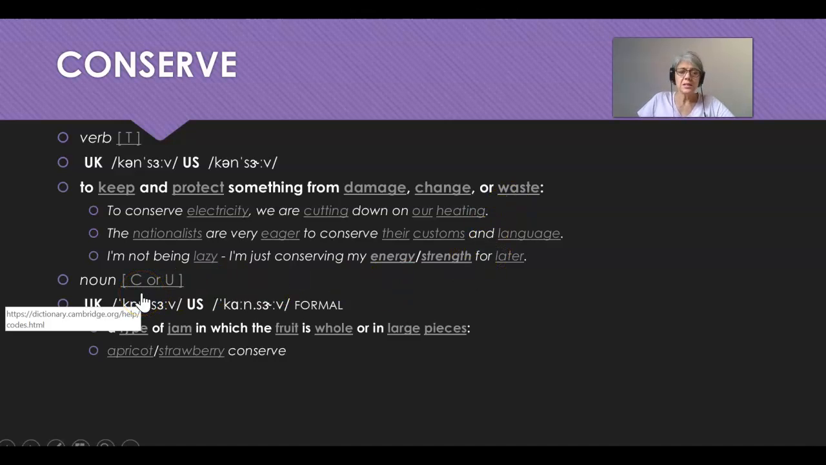And look at this little difference. Conserve is also a noun. It's a type of jam in which fruit is preserved or conserved. So in my fridge, I have an apricot conserve, I have a strawberry conserve, and I think I also have a raspberry jam or raspberry conserve. Mostly in Australia, people will say jam.